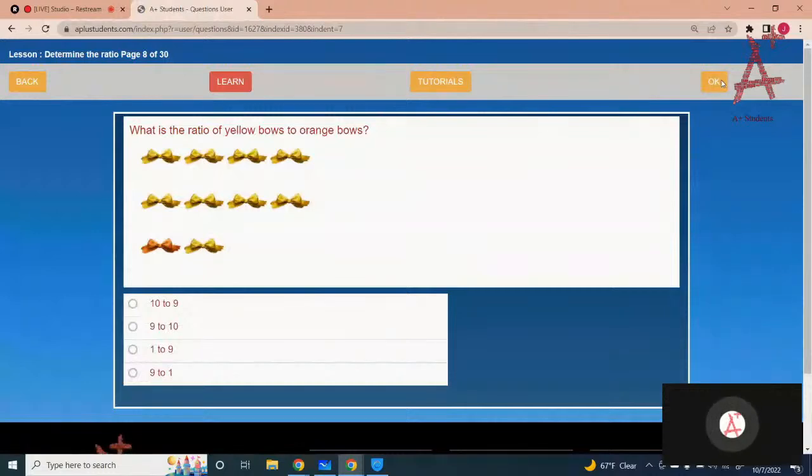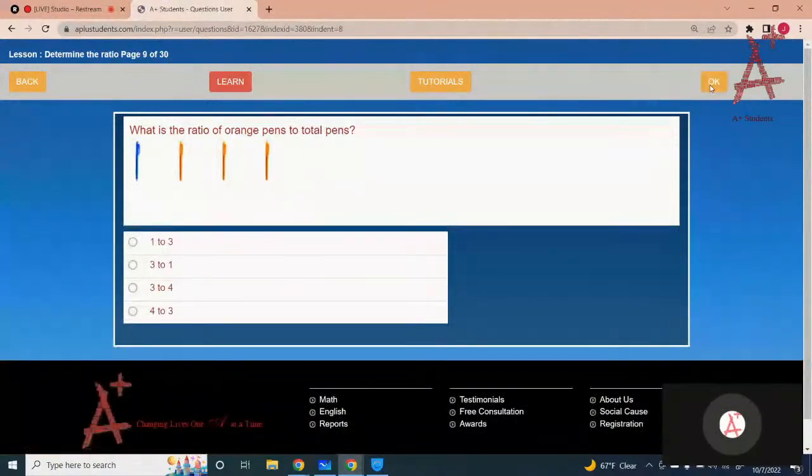What is the ratio of the yellow bows to the orange bows? Okay, so how many of the bows are yellow here? 9 of the bows are yellow, and just one is orange. So it would be 9 to 1. Got it? So you can complete the test by yourself later today.